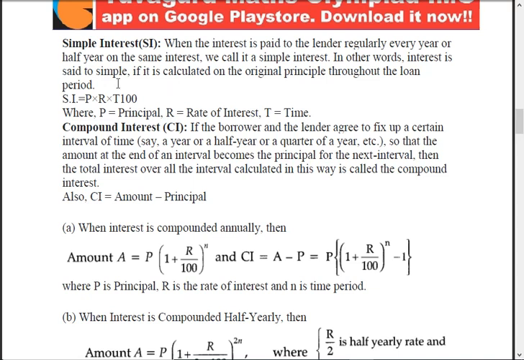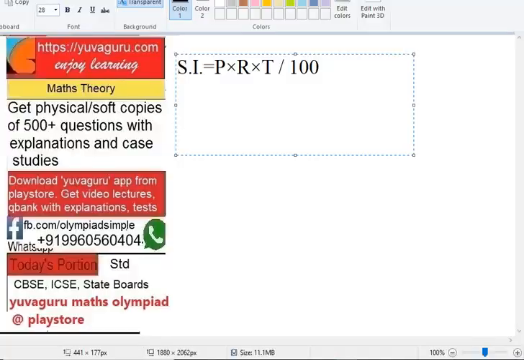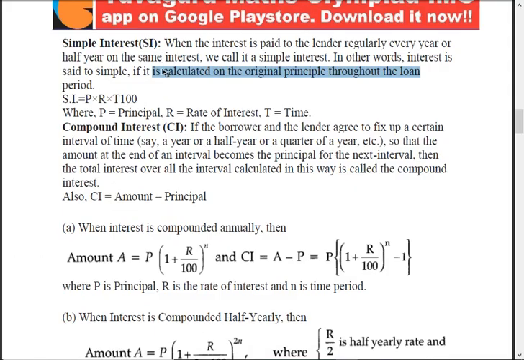Always remember, the simple interest amount does not change. Here it should be PRT upon 100. Simple interest equals PRT upon 100. What is P? Principal. What is R? Rate of interest. What is T? Period. Some books write this T as N also, PRN upon 100. The important part is that simple interest is always calculated on the original principal.